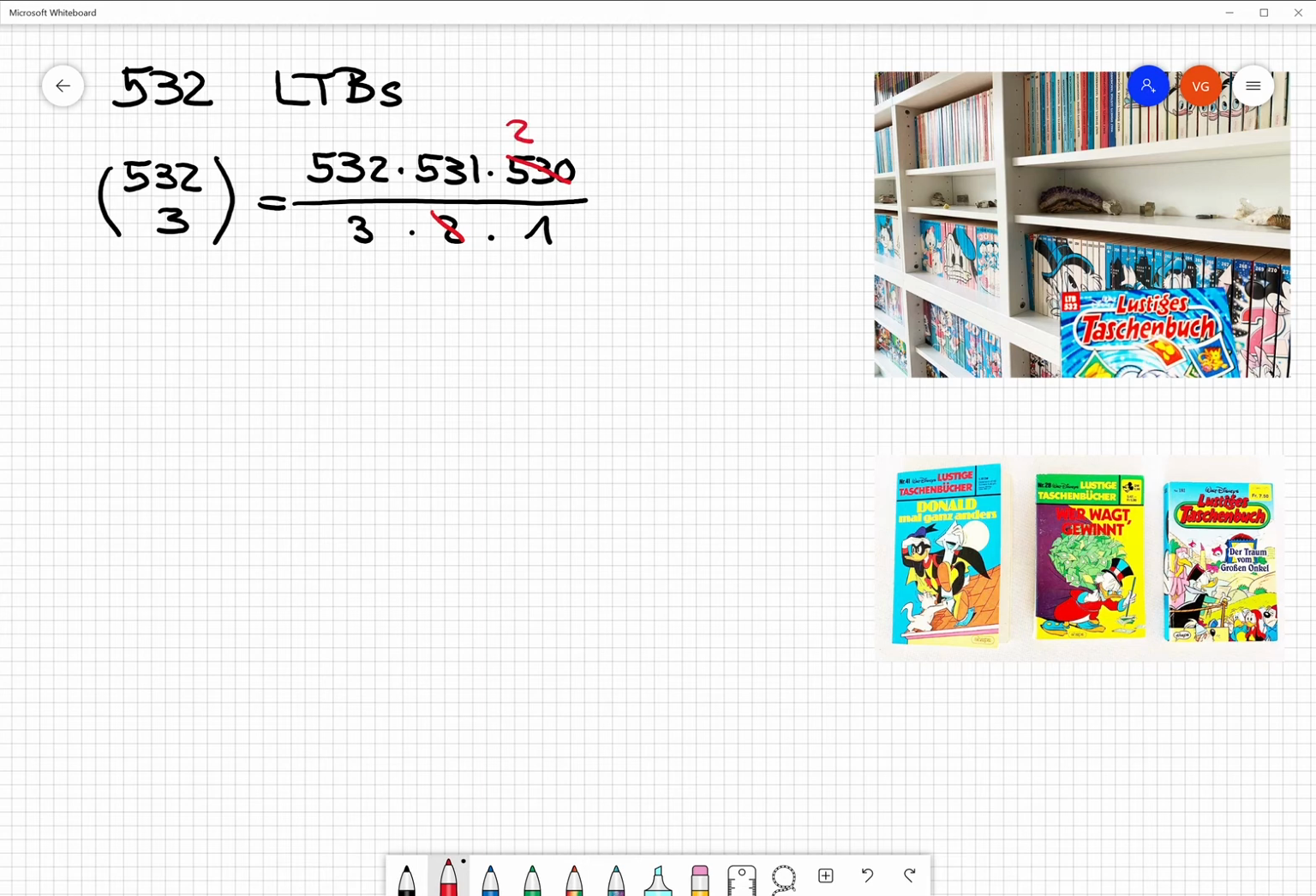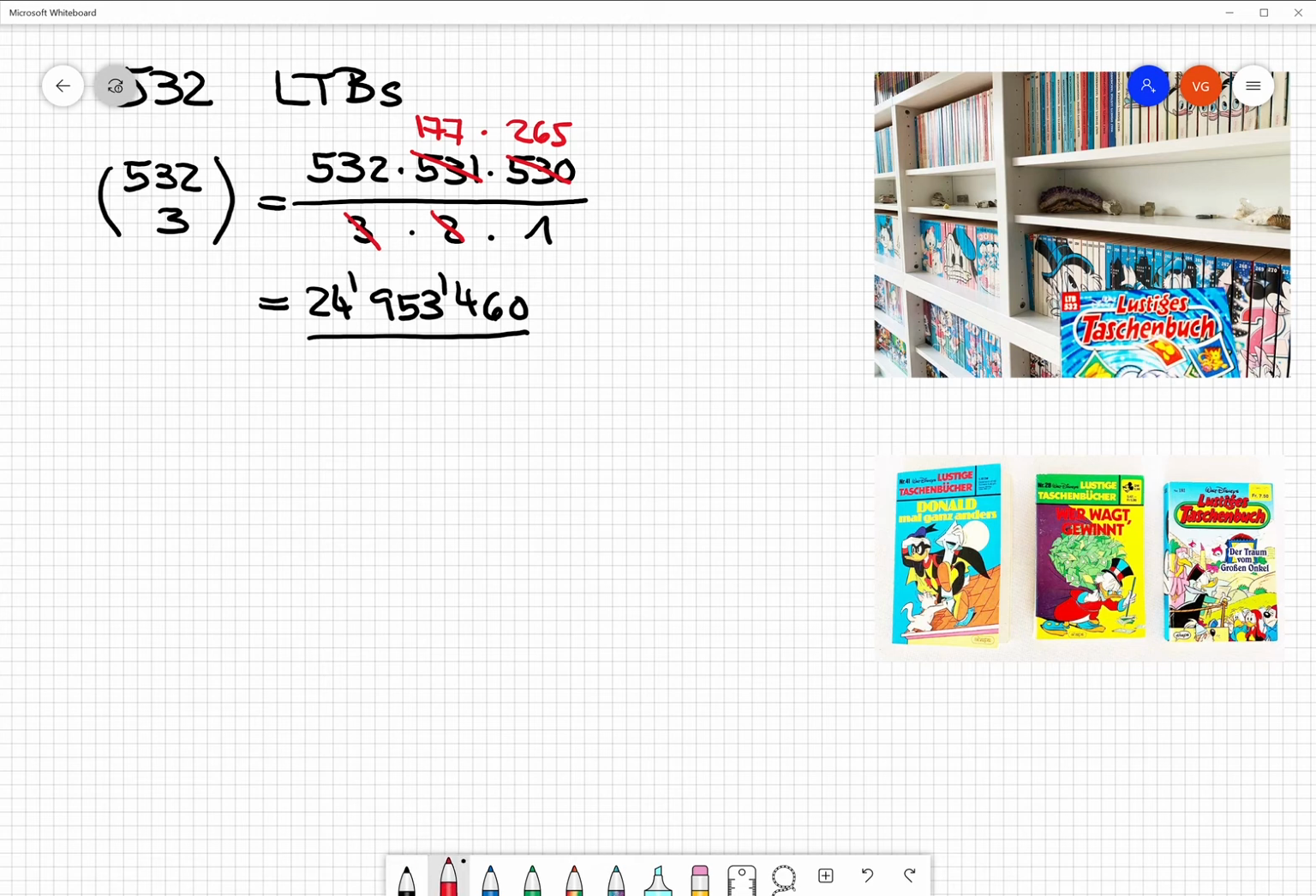Here you get 265. If you cancel 3 here, we get 9. This is indeed divisible by 3. So this is 177 actually. And now I would just type that in, or I might have also used the nCr command, and we get 24,953,460. Okay, that's the number of ways in which I can pick 3 out of the 532 LTBs.